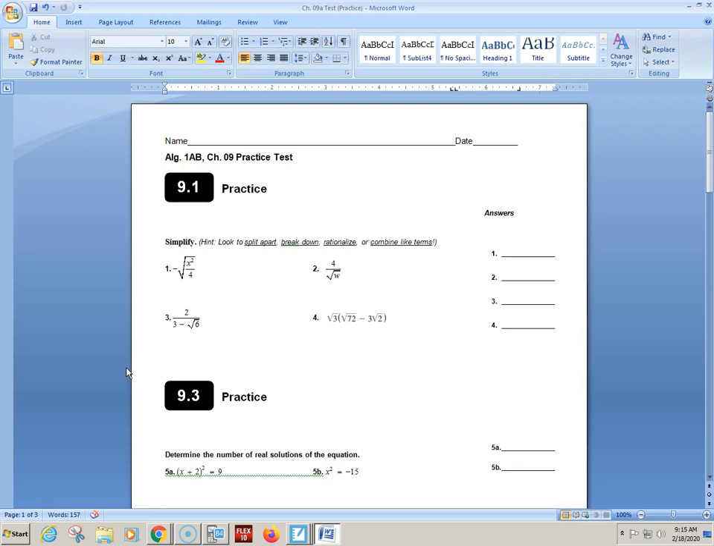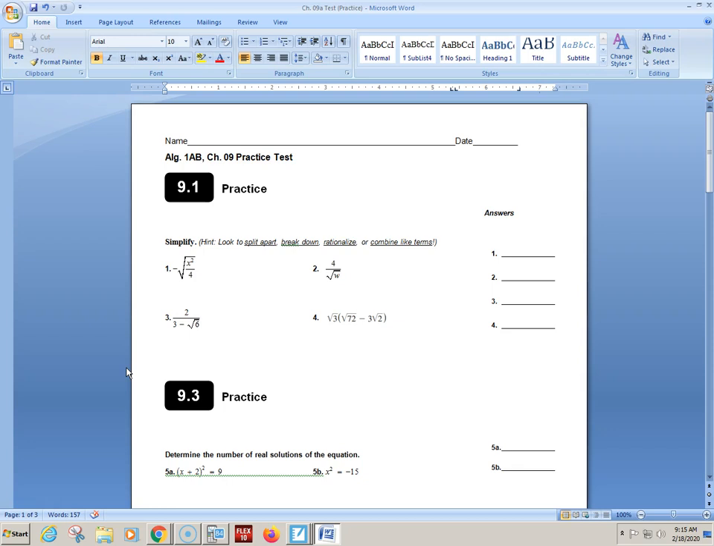As you do this for homework tonight. So, section 9.1. Ooh, that was a long time ago. There are no equations. But what do you see? All the problems, 1 and 2 and 3 and 4. Radicals. In 1 and 2 and 3 and 4, we see radicals.